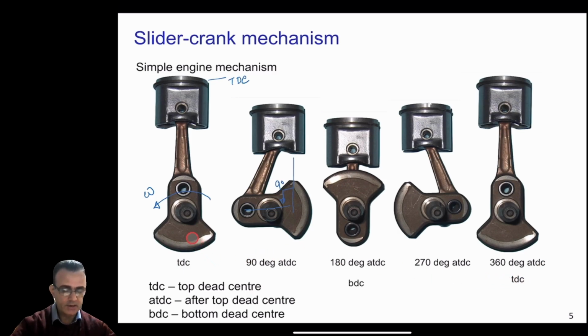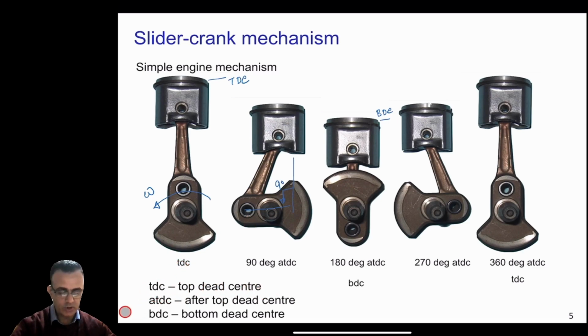So this means that from here to here it needs 360 degrees of the crankshaft to reach this position again. And again you can see that this is our bottom dead center here, BDC. So these abbreviations are also given here.